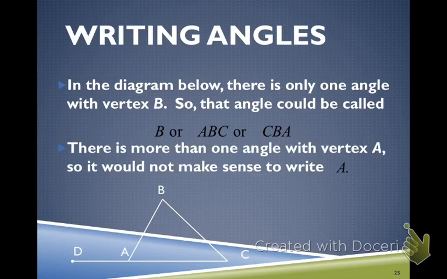Now, there is more than one angle with vertex A. So if you look at where A is, it could be this angle or this angle, and that makes it a little tricky, so you cannot write angle A. That one wouldn't work. You'd have to either do angle DAB or angle BAC. Either one of those 2 things.